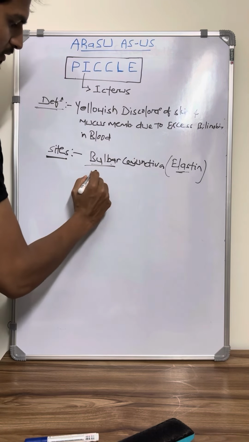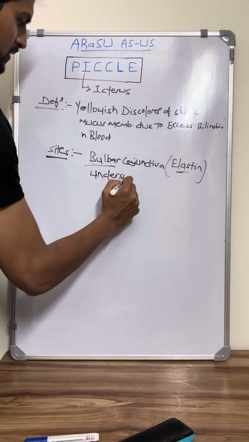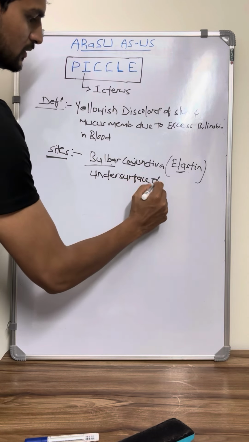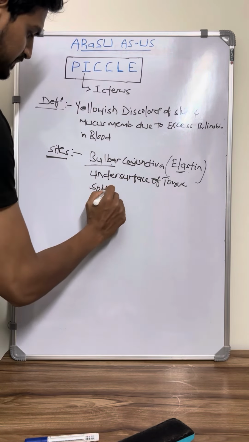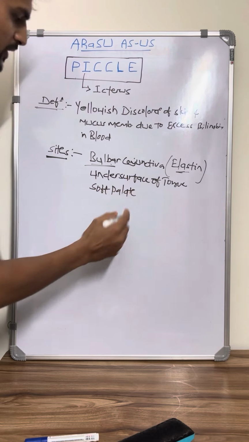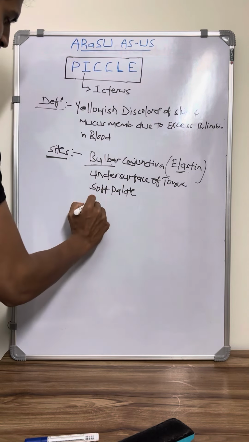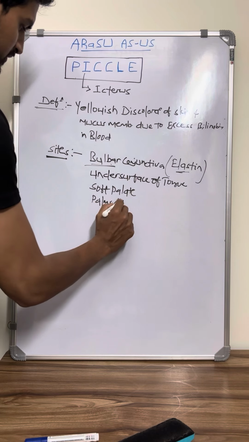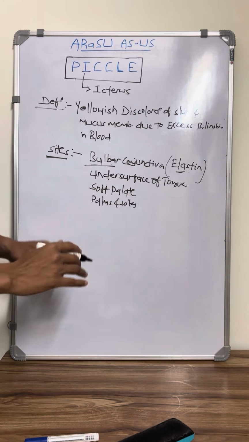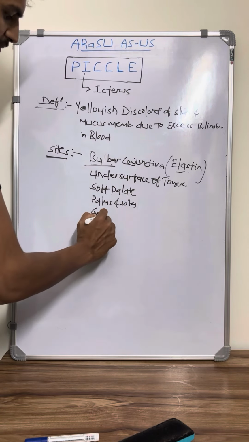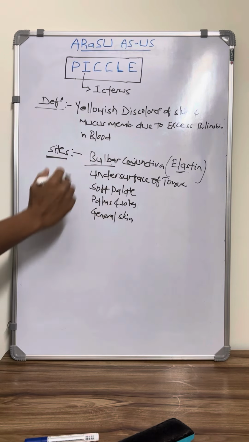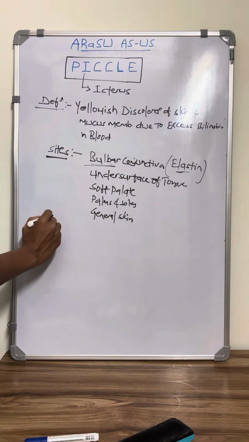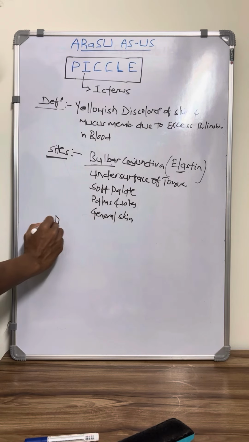Next, what are the other sites where we can observe icterus? We can observe it under the surface of the tongue, then again the soft palate. We can look at palms and soles, or the general appearance of skin. These are some sites.